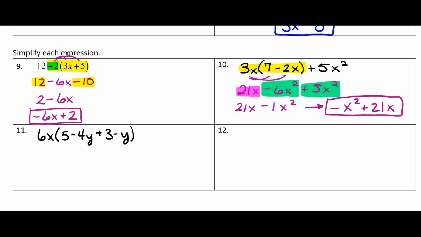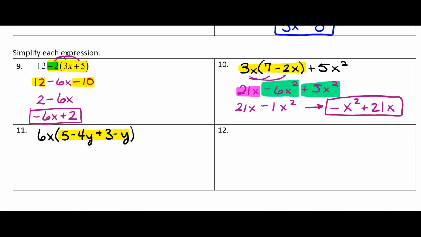So we're multiplying 6x times these 4 terms. Now there's 2 ways we can do this. We can go ahead and just go straight to distribution. You can multiply all 4 terms by 6x. Or you can realize that inside this parentheses, we can actually simplify some of these terms down.